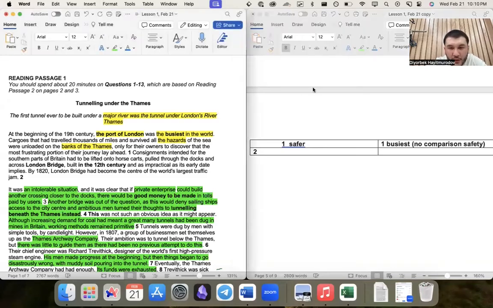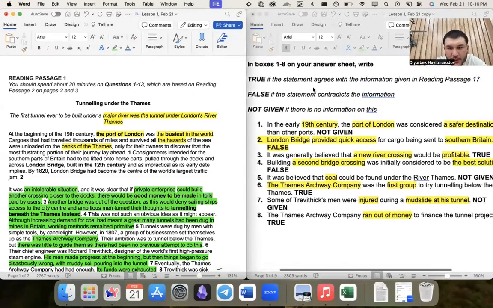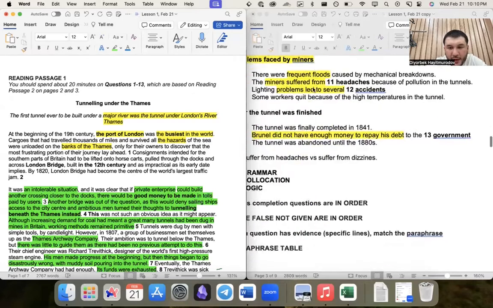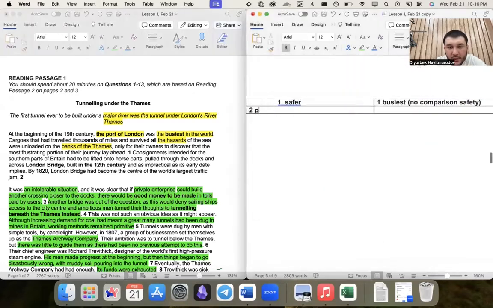Let's look at question number two. It said provided quick access. We found false. The answer was: had to be lifted, and also pulled through by the dogs. It was impractical. So the answer is going to be false. Then next one, number three.